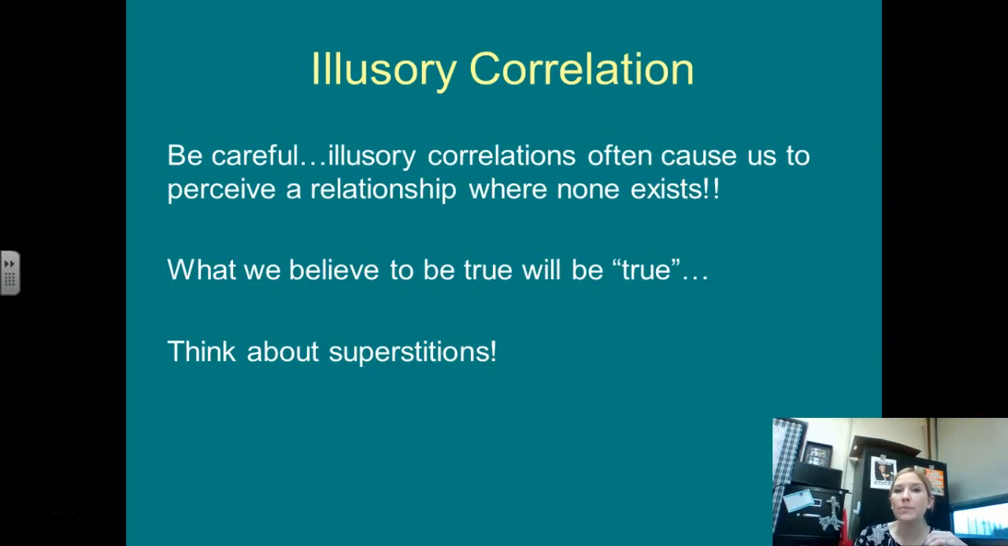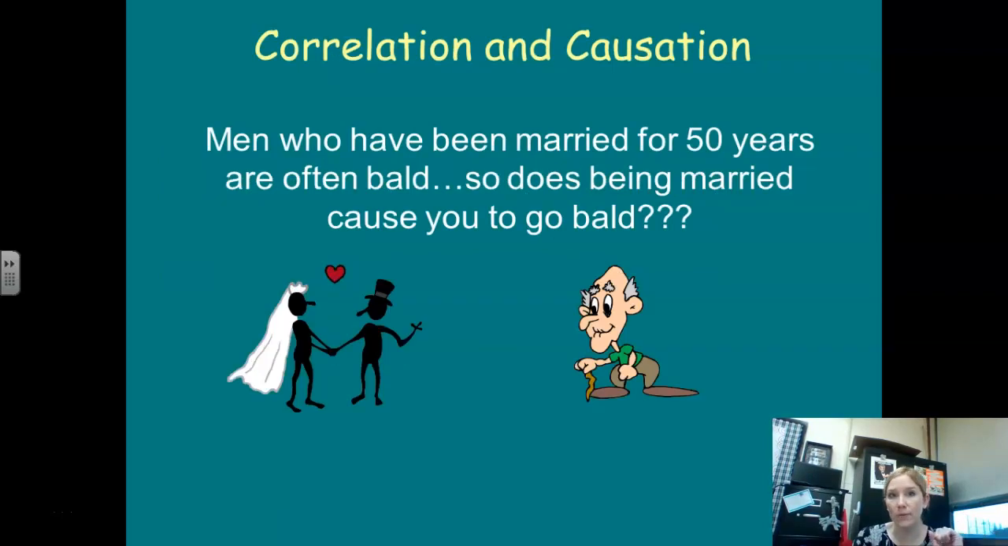So you have to be careful when it comes to that illusory component, so that way you don't draw conclusions that could lead you astray in terms of your research. As you heard me say before, correlation doesn't mean causation. So just because there is a relationship between the two things doesn't mean that one makes the other true. For example, men who've been married for 50 years or longer are bald more often than not. That doesn't mean that being married causes you to go bald, okay? You have to be careful that even though a relationship can exist between two things, that doesn't mean one leads to or evokes the other.